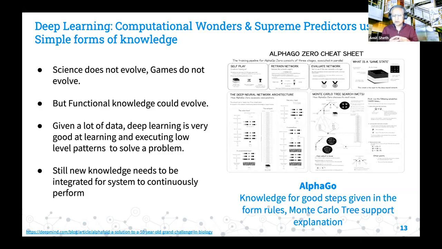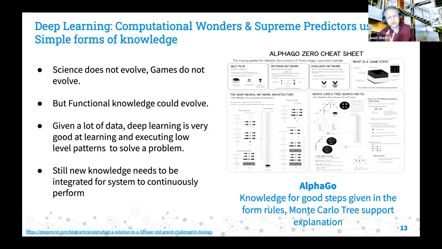So, what constitutes a good step was captured in the form of rules, and then using Monte Carlo tree search, you can say why you chose that particular path to take your next step in the game. So this was a great example in particular for improving the performance of the deep learning algorithm by using some knowledge. We call it functional knowledge, right?